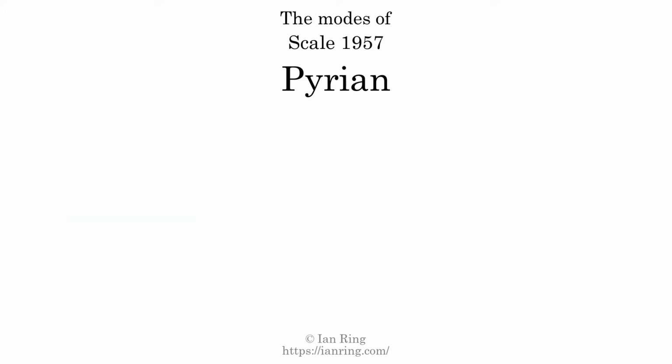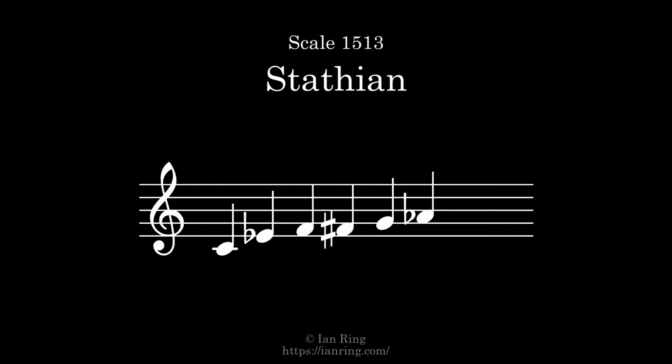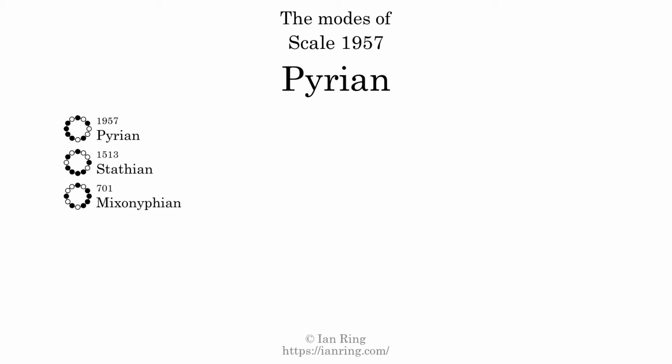This scale has 7 modes. The first mode is itself. The second mode is scale 1513, also known as Stathian. It sounds like this. The third mode is scale 701, also known as Mixinifian. It sounds like this.